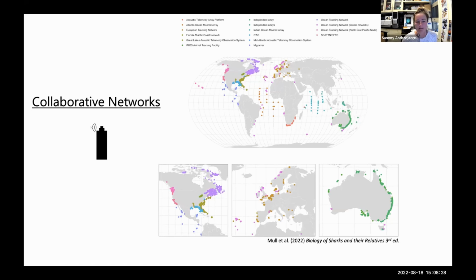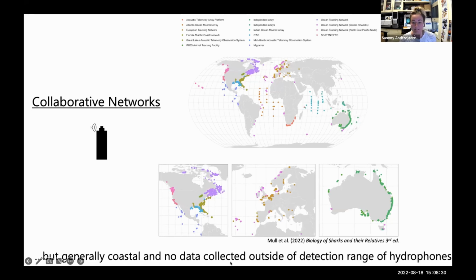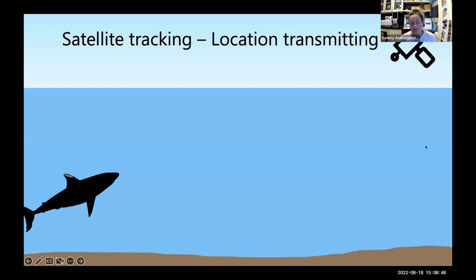But the issue with these is they're generally coastal. It's really expensive to put these arrays offshore. And a lot of sharks and rays swim offshore. They swim really far on long migrations. And also we have no idea what these animals would be doing when they're outside the detection range of these listening arrays.